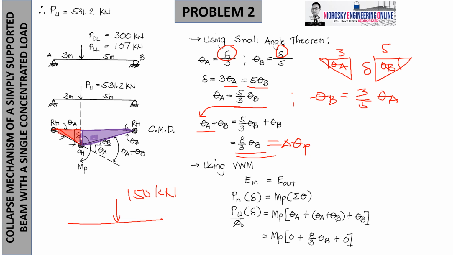Unlike sa given natin, given na dead load at saka live load. So meaning, there's a need to convert it to ultimate and then bring it back to nominal. Okay? Again, same concept, PU over phi B, where phi B is 0.9. Okay? Then you will get this, no? So, MP is equal to sigma theta, energy in is equal to energy out.